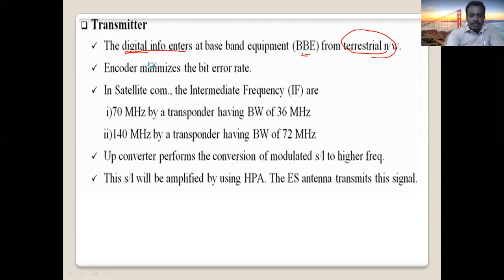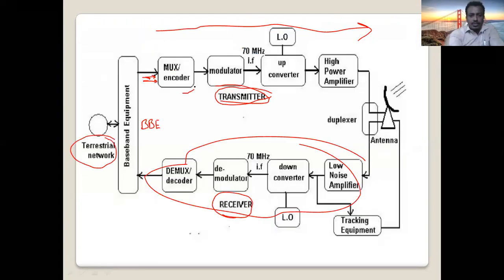Next, we have a device called encoder here. That's part of the transmitter. Then the encoder adds additional bits for error detection and correction. Before transmitting your data, the data comes here from the terrestrial network to the BBE, baseband equipment. Then this data goes to the encoder part, which adds additional redundant bits for error detection and correction.